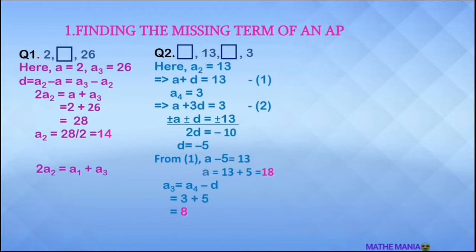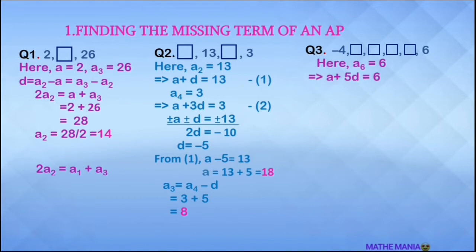Let's try another question of this type. Here a is equal to minus 4, a6 is equal to 6, and we have to find all the terms between a and a6. a6 is a plus 5d, so we get a plus 5d is equal to 6. Since we know a, on replacing it, we get 5d is equal to 6 plus 4 equal to 10, and so d is equal to 2. Now that I know a and d both, I can easily find the remaining terms which we require.